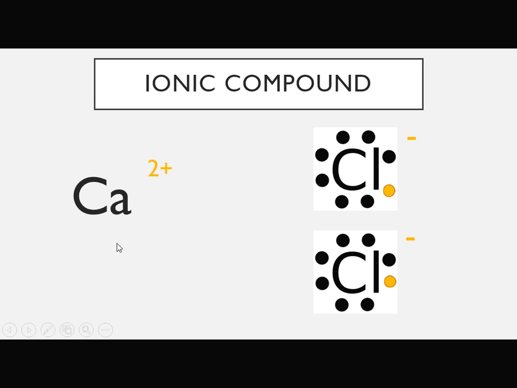I would write CaCl with a subscript 2. CaCl2. Because I needed 2 chlorines to go with my calcium. Now, what was my net charge? Still a net 0, right? That's an ionic formula.